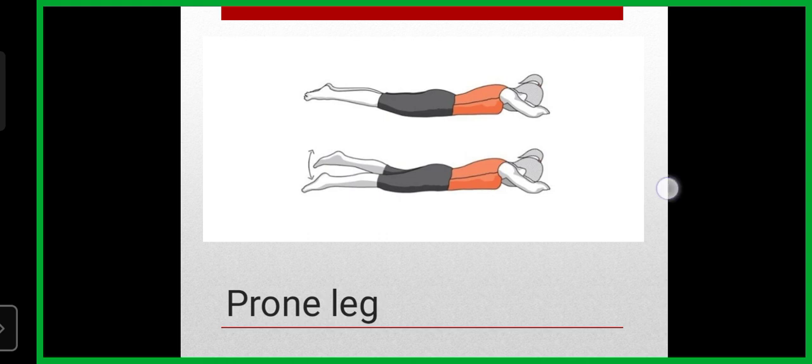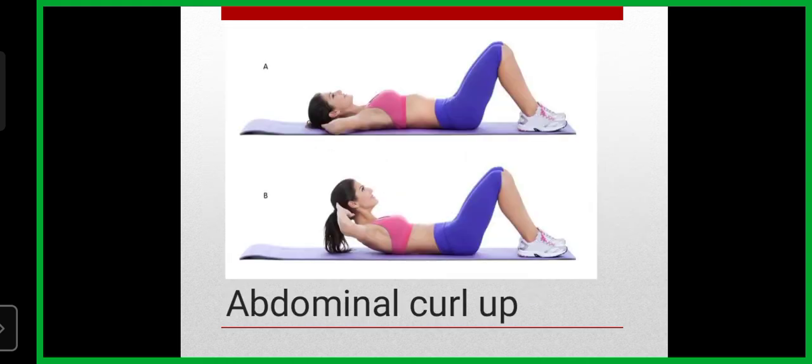Then is the abdominal curl up. One of the most common exercises that may be recommended to strengthen the lower abdominal muscles and alleviate sciatica pain are abdominal curl ups. To perform an abdominal curl up, lie on your back, fold your arms across your chest, and perform a pelvic tilt by tightening your lower abs.